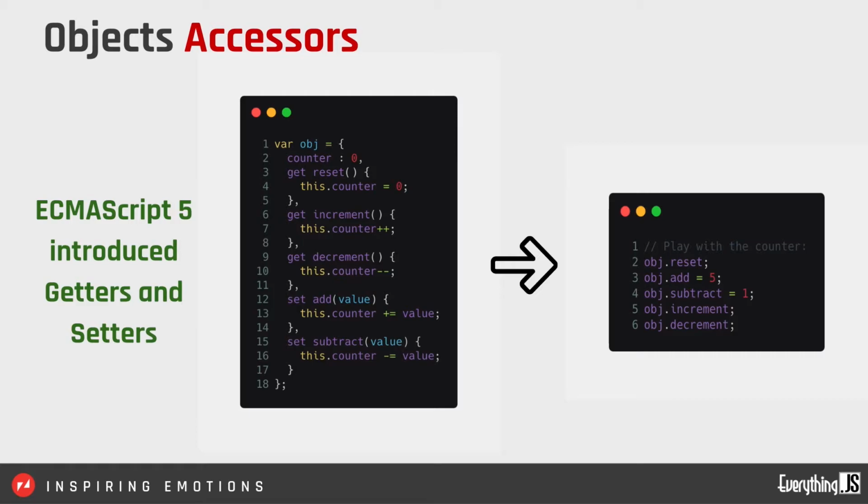Another thing I want to mention here: we are using get and set here, but those are not the names used for getters and setters. In the code snippet on the right side, you can see object.reset calling the getter method, and object.add assigning a 5 to the setter method. So get and set are not part of the function names. Reset, increment, and decrement are the getter and setter names.